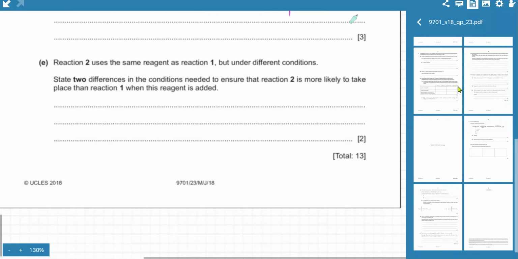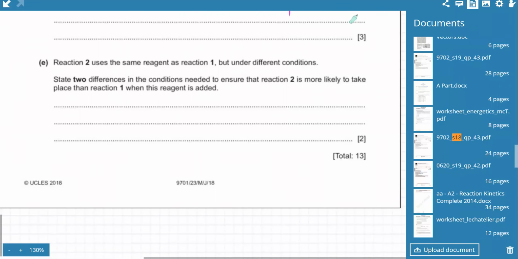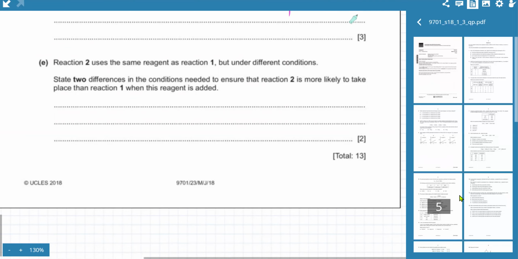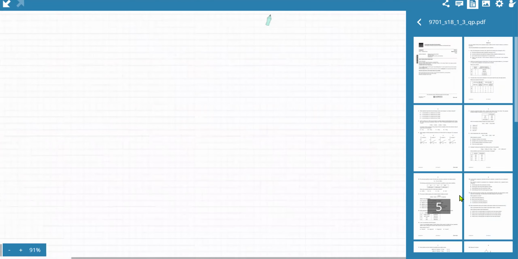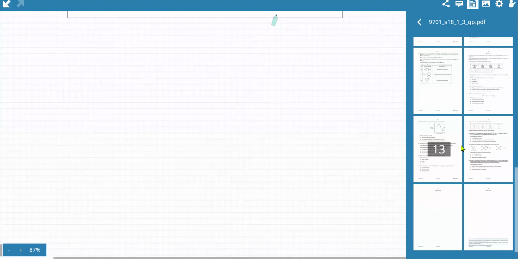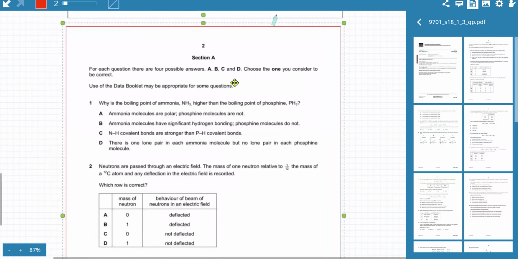Now we're going to start with the other paper, which is paper 1-3. I'm going to do the paper in reverse. Let's start in the right order. So this one, starting with the first page. This is an MCQ paper.